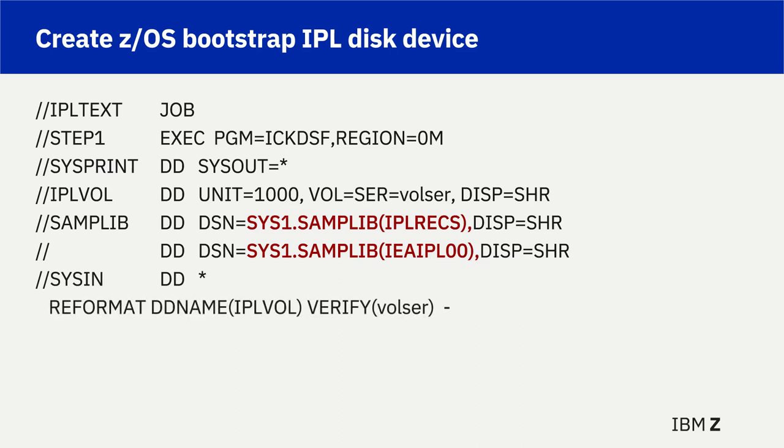The JCL in the chart is executing disk management utility ICKDSF to reformat disk volume at device address 1000. The reformat includes writing data records, which is IPLRECS, and the IEAIPL00 from SYS1.SAMPLIB shipped with zOS. If you are wondering how to bring up a newly installed mainframe with newly installed disk storage, a bootstrap IPL is possible from a mounted tape device.